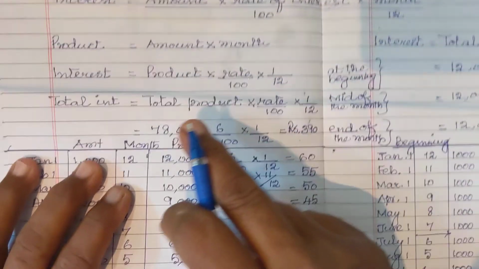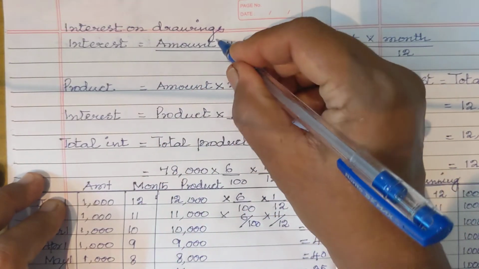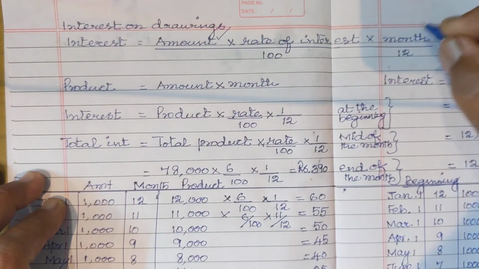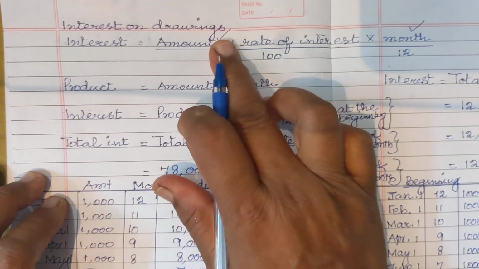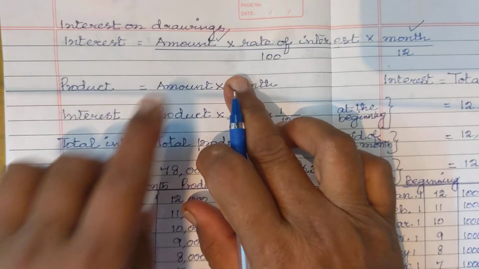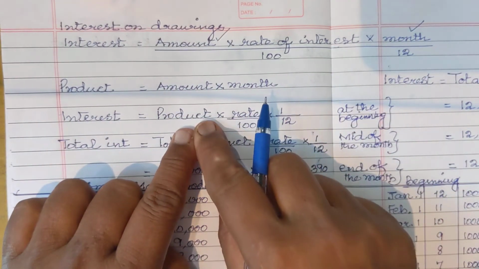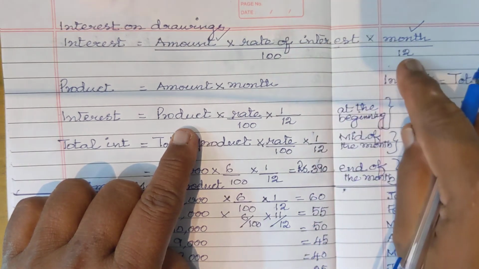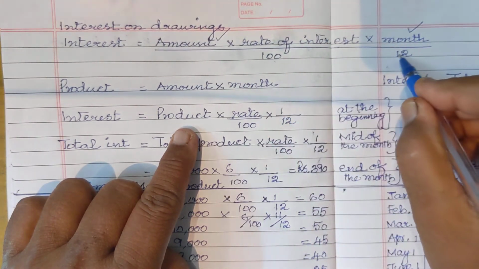Now the product is, I am going to take as a product. So I am multiplying this amount into month. So this is called a product. Product is equal to amount into month. Now I am replacing this by the word product. So product into rate of interest. Now this is not here. So this is there and 12 is there.